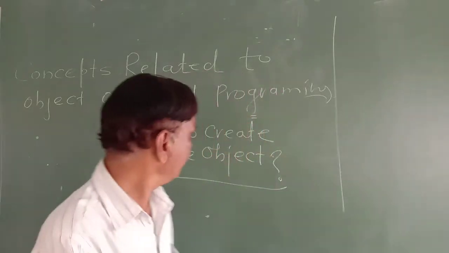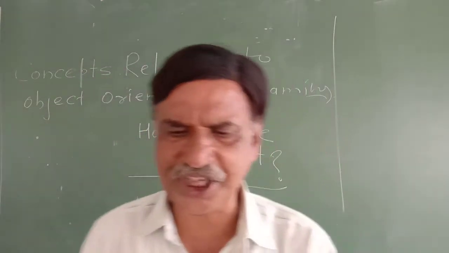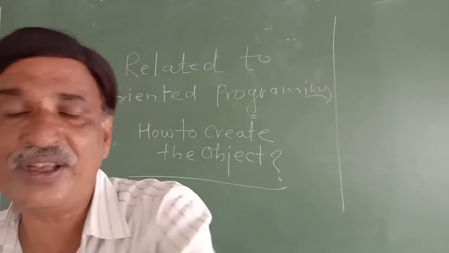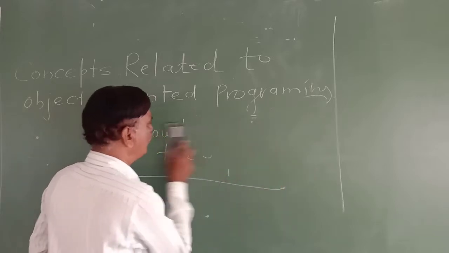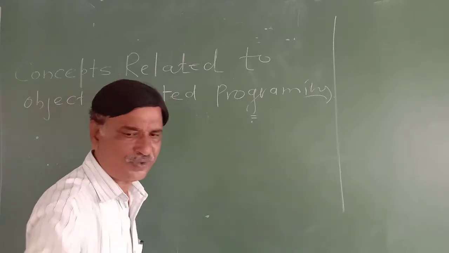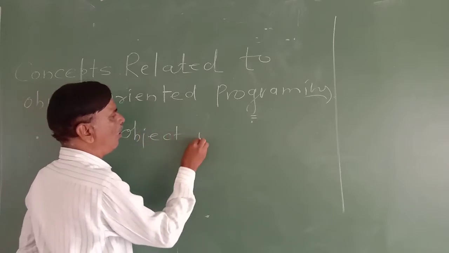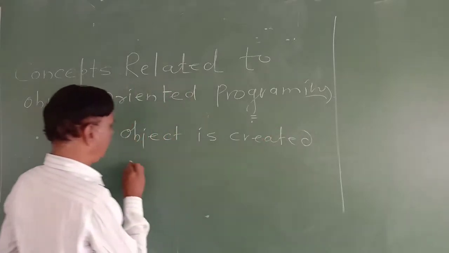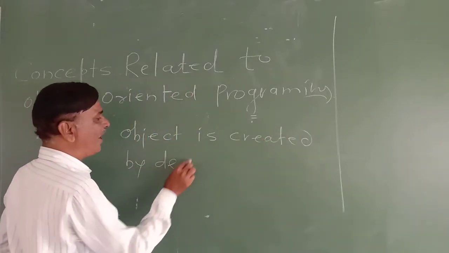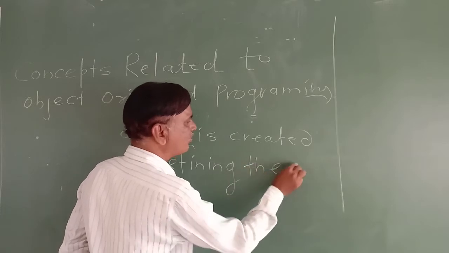That is important. But how to create the object? Question: object is created by using the concept of class. How to create the object? So the answer I am writing now: object is created by defining the class. Defining the class.